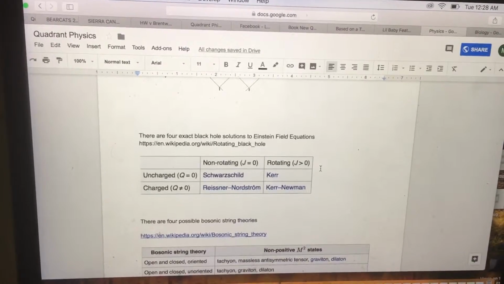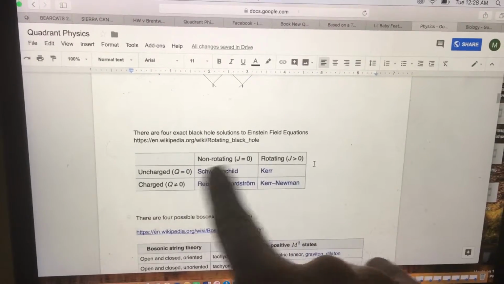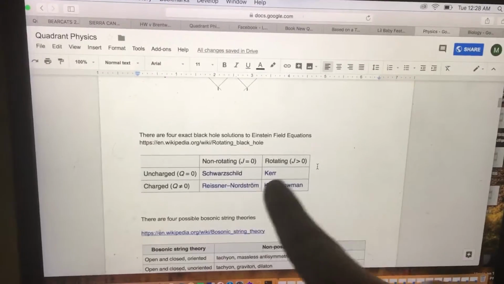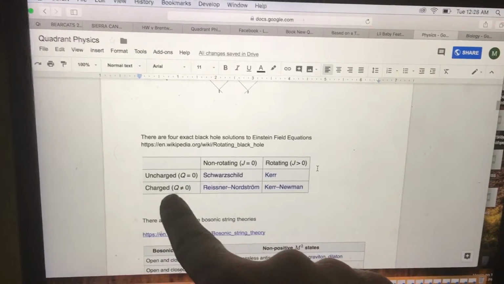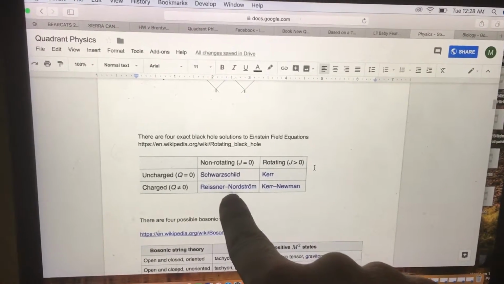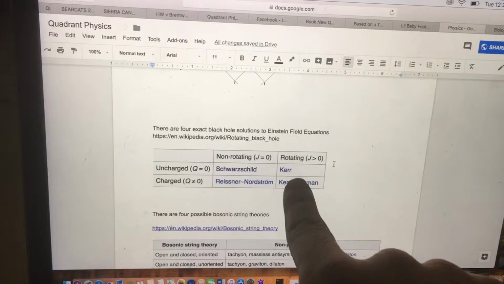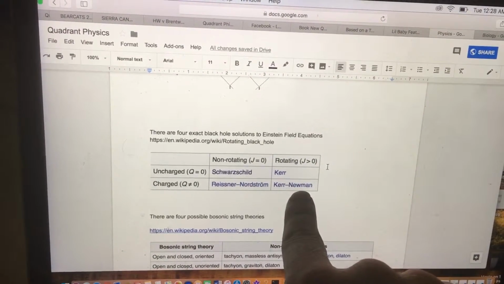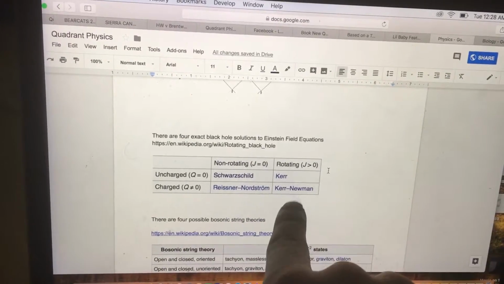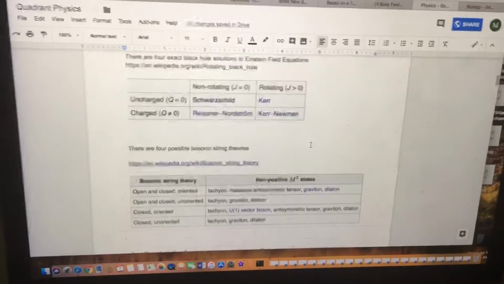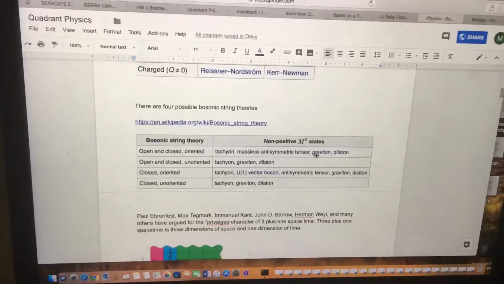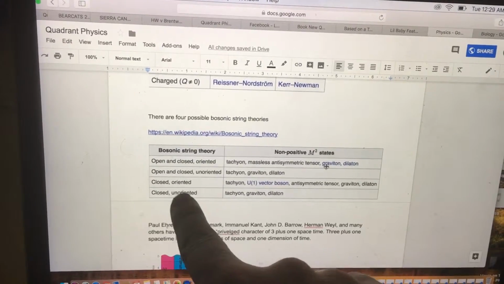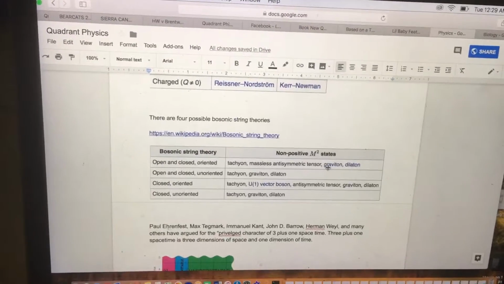There are 4 exact black hole solutions to the Einstein field equations, and we're seeing a quadrant formation. Uncharged, non-rotating systems are called Schwarzschild systems. Charged, non-rotating are Reissner-Nordström. Oh no, uncharged and rotating is Kerr, and charged and rotating is Kerr-Newman. There are 4 possible bosonic string theories: open and closed, oriented, open and closed, unoriented, closed, oriented, closed, unoriented.